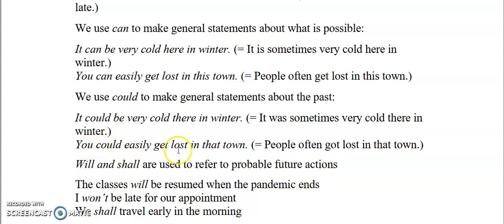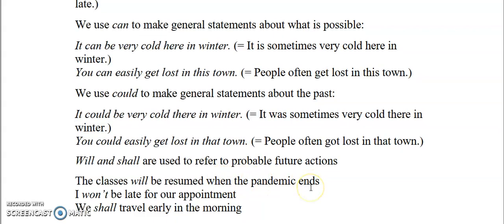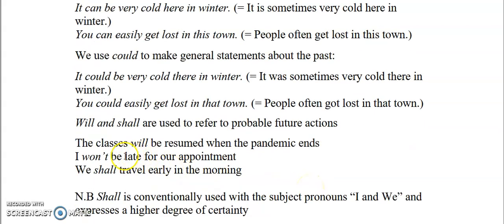You could easily get lost in that town. People often got lost in that town. Will and shall are used to refer to probable future actions. The classes will be resumed, will continue, will start again when the pandemic ends. I won't be late. I won't be late for our appointment. We shall travel early in the morning.